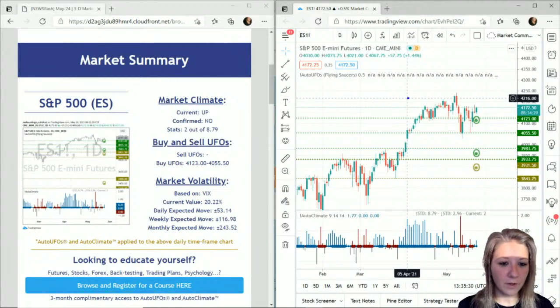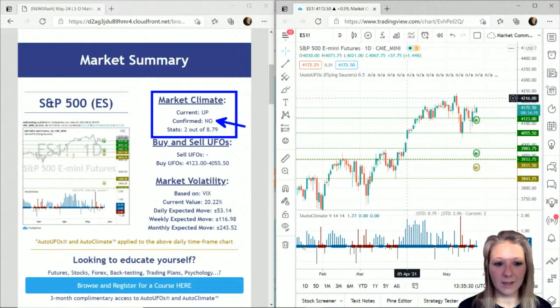Okay, so first things first is climate. Now with climate on our S&P at the moment, it's unconfirmed. See, it says confirmed no. We have a thin dot. That tells us not enough probabilities either way. It's not confirmed. Doesn't matter the color, doesn't matter that it says up. What matters is that it's unconfirmed.